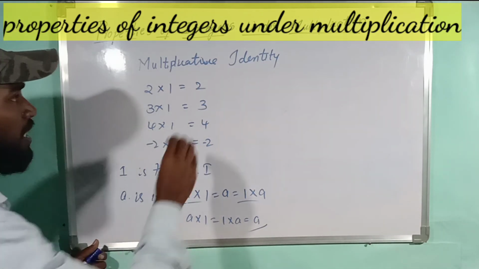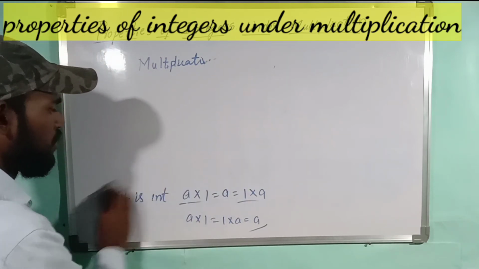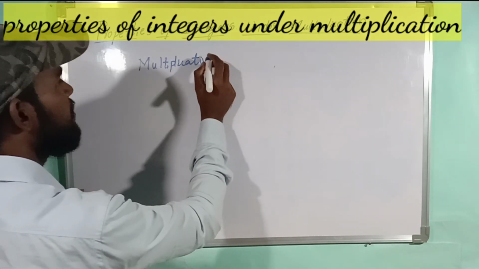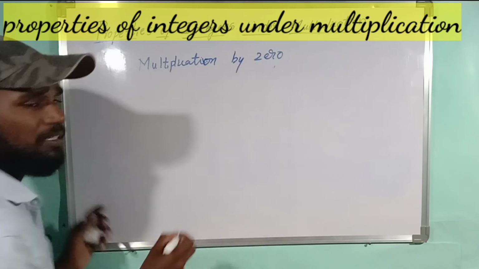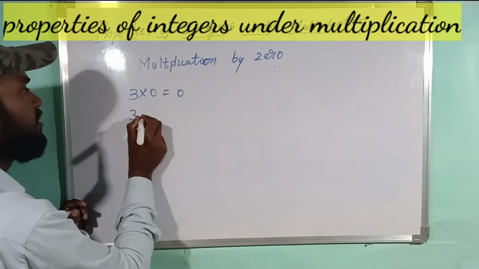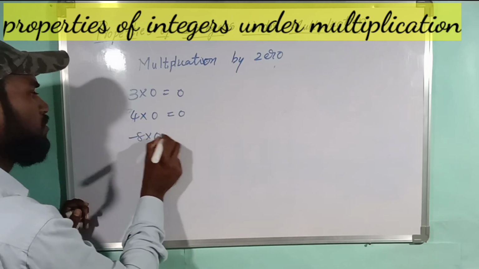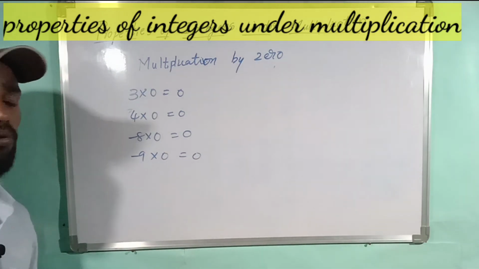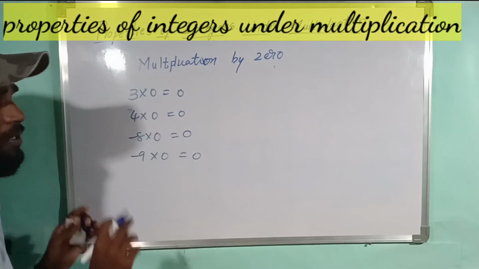Now we are moving to multiplication by 0. It is very simple. These are the basics. If we know the basics, then only we can do anything. So multiplication by 0: 3 into 0 is 0, 4 into 0 is 0, minus 8 into 0 is 0, minus 9 into 0 is 0. So if you multiply 0 to any number, we get 0 only. This is called multiplication by 0.